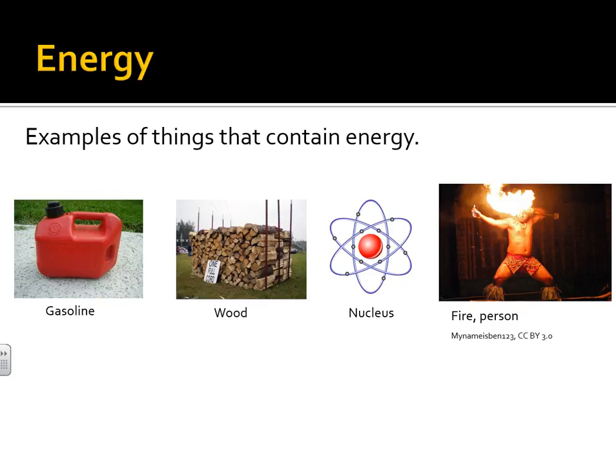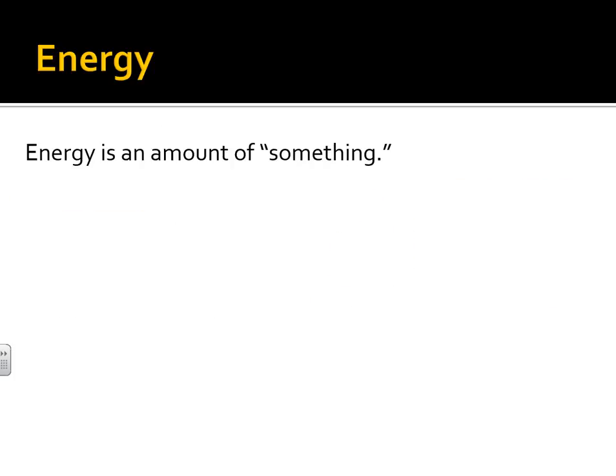So let's look at a couple of examples. Here are some things that contain energy: gasoline, obviously, wood, the nucleus of every atom around you. The fire has energy, a person has energy. You can look at everything on here. This concrete has energy, this grass has energy, there's energy in the metal here. There's energy everywhere. So all of these things have energy. What does it really mean to have energy? What is energy? What is it made of?